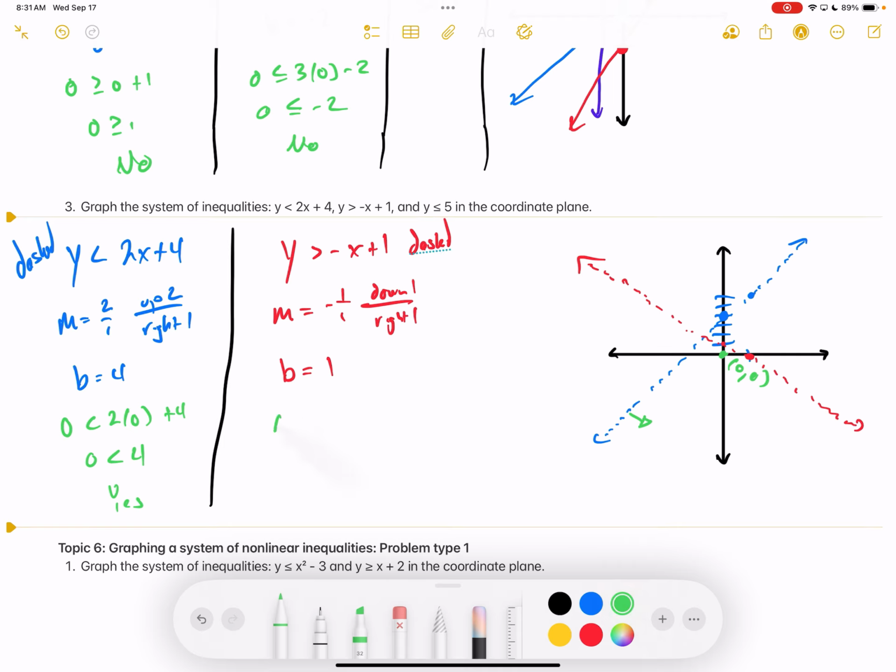We can check the shading by plugging in 0, 0. Is 0 greater than 1? No. So I shade above the red line. So right now I'm to the right or below the blue line and above the red line. So it'd be like this area right here. But we got our third one.